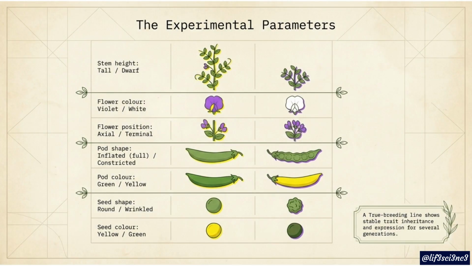To make his experiments precise, Mendel selected 7 distinct, contrasting pairs of traits in garden peas. These experimental parameters included stem height, which could be tall or dwarf, flower color, either violet or white, flower position, axial or terminal, pod shape, inflated or constricted, pod color, green or yellow, seed shape, round or wrinkled, and seed color, yellow or green. By utilizing true breeding lines that express stable traits continuously over generations through self-pollination, Mendel established a controlled baseline that eliminated unpredictable variables from his data.